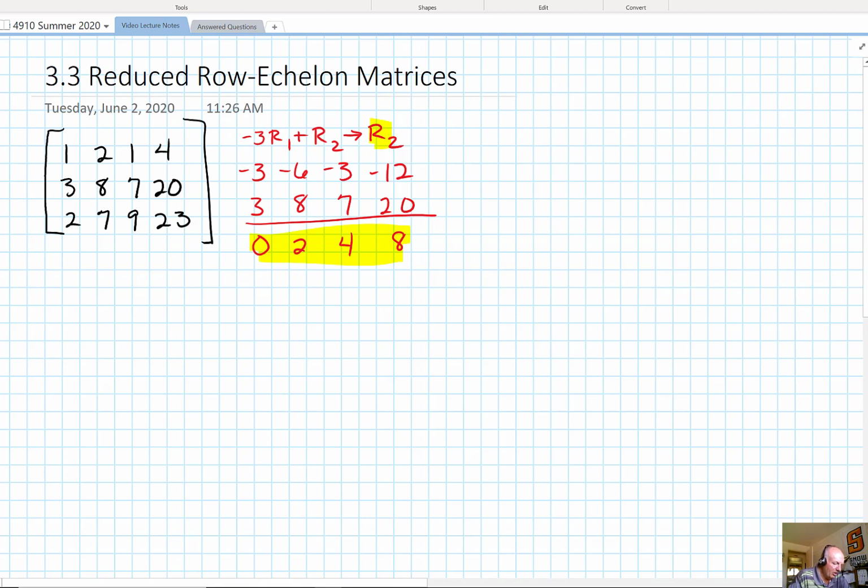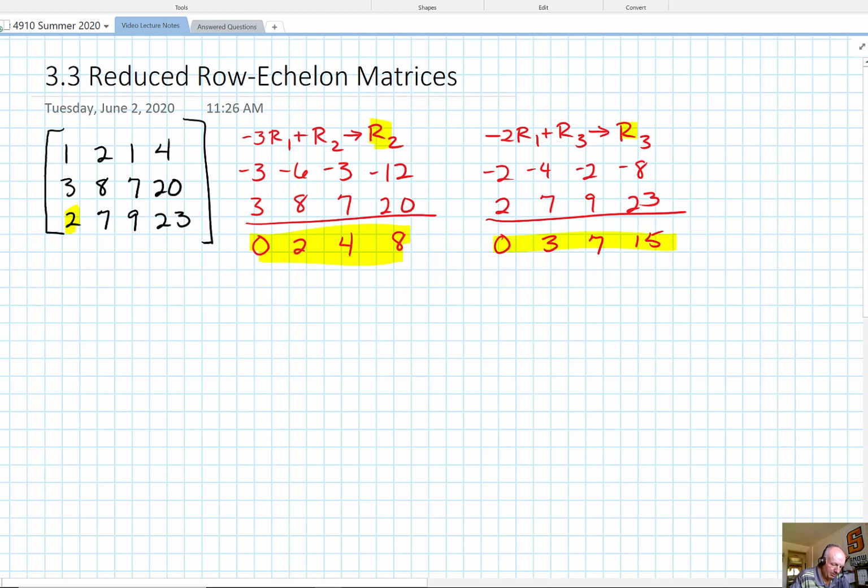But I know that I also need to get rid of this term. So I'm going to double down here and do 2 eliminations at once. I'm going to do -2 times row 1, add to row 3, and that will replace row 3, just to save a little time. So -2, -4, -2, -8. Row 3 is 2, 7, 9, 23. And when we add those, we get this right here as our new row 3.